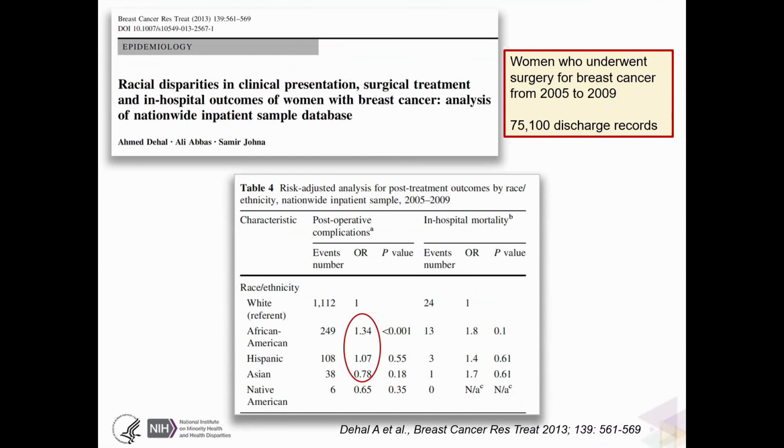In terms of in-hospital mortality, although it seems like there is an increased risk among African American women, Hispanic women, and Asian women, it did not really reach statistical significance compared to non-Hispanic white women. So are these differences or disparities? With this information as is, we are not sure.